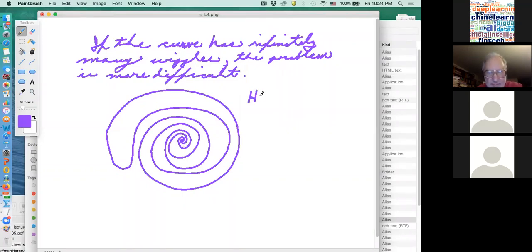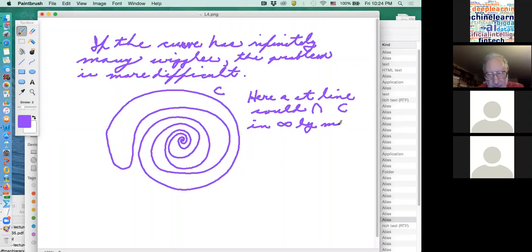Here, a straight line could intersect the curve in infinitely many points. So the parity argument would not work there.